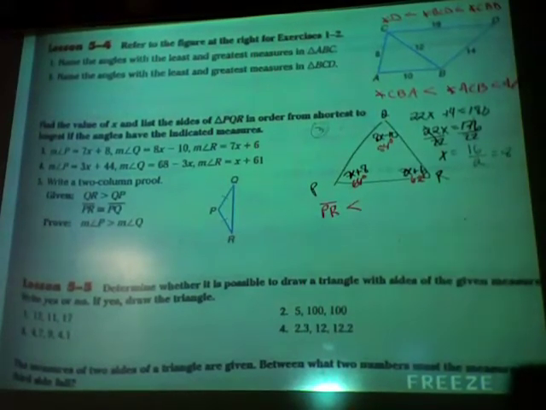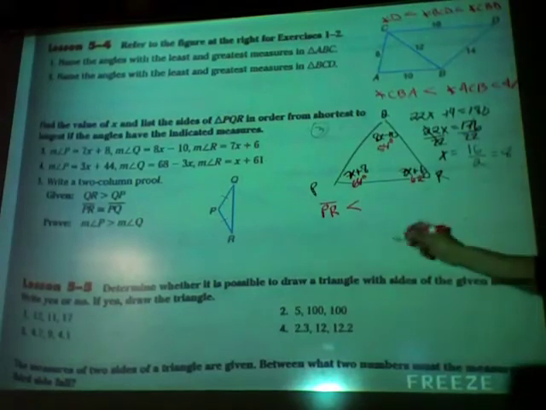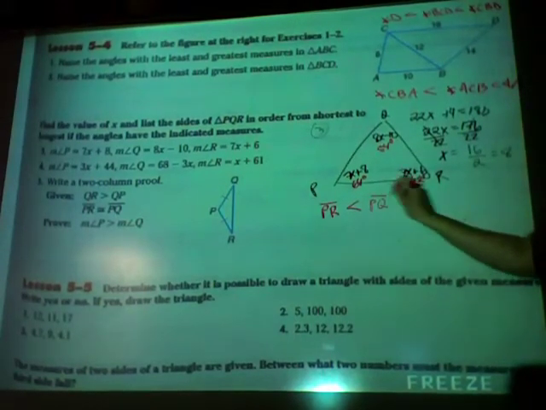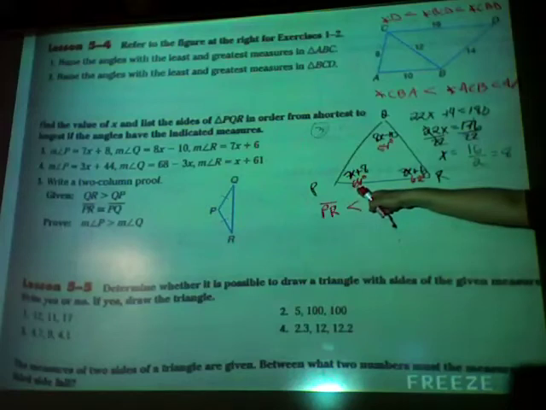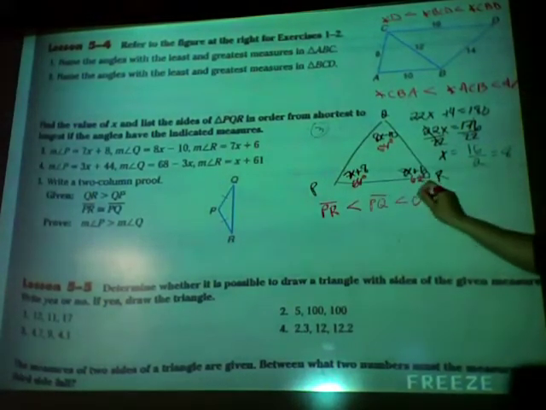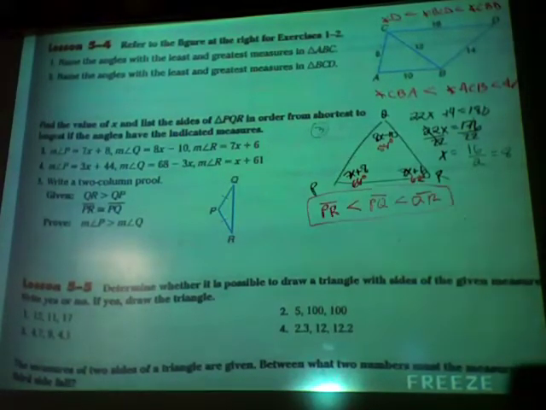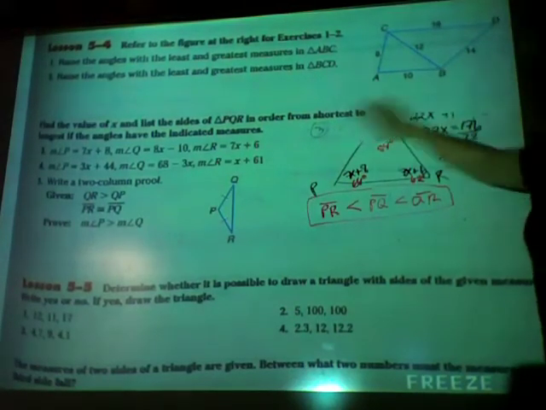Then what's my middle angle? R, right? That's the next biggest. So R is across from what side? PQ is less than, and then this is my biggest angle, P, right? P is across from what side? QR. So this is the actual answer that they are looking for. All right, so two different types. Then we're going to do one on the coordinate grid and we'll be done.